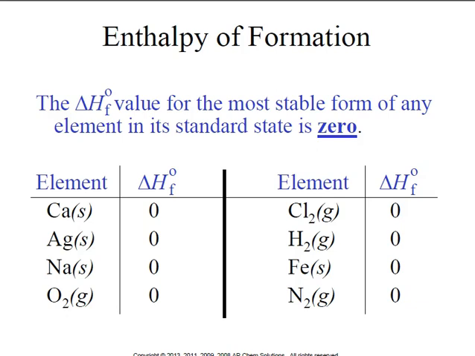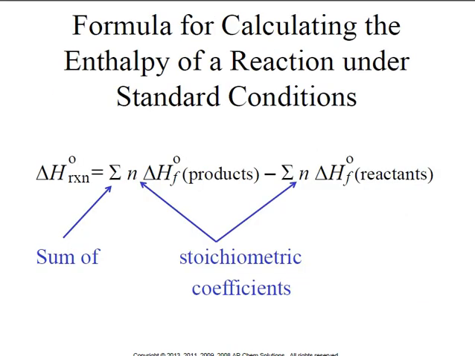You'll see there oxygen gas, O2, has a heat of formation value of 0. But if you wanted O3, or even just a single oxygen atom, that would take heat to produce because that's not its standard state. So heat of formation values are 0 for things in their standard state. So how do we use these HF values to find the enthalpy change for a reaction? Well, this is the equation.